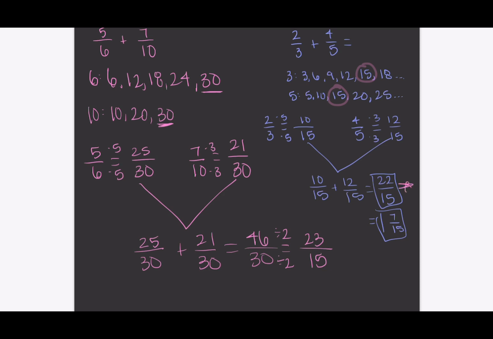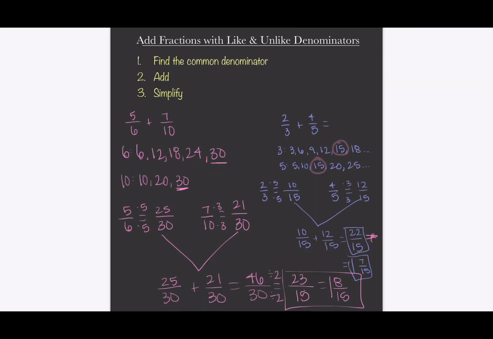Or we can make it into a mixed number. How many times can 15 go into 23? 1 time. And then what would be left over after taking 15 out of that 23? It would be 8. So we have 8/15. This or this would be a wonderful final answer. As a recap, you just find the common denominator, add the fractions, and simplify as needed.